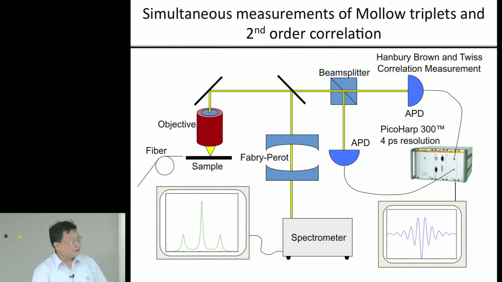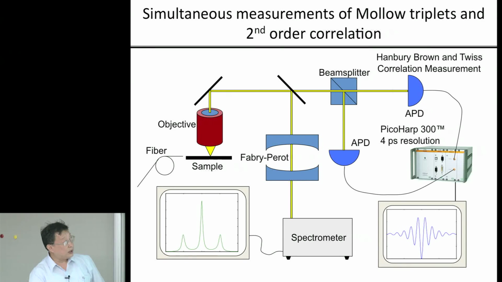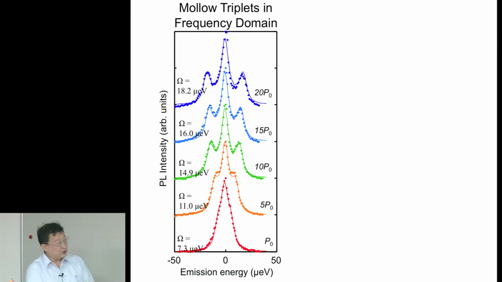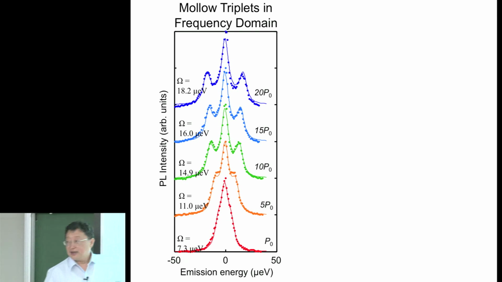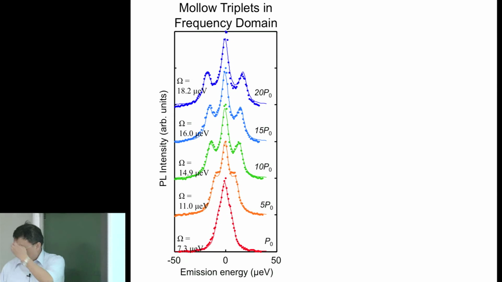On the same setup, we can also send this out, then we can let it go through the Hanbury Brown and Twiss correlation measurement, then that will tell us the second order correlation function. I will go to that later. But now indeed, you see this thing. You see the Mollow triplet. Beautiful, okay? And not only that, indeed, the main band is exactly the sum of the two sidebands.